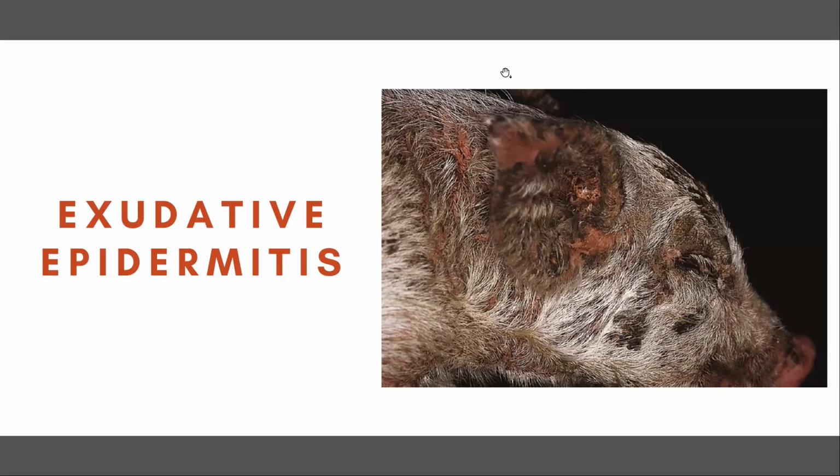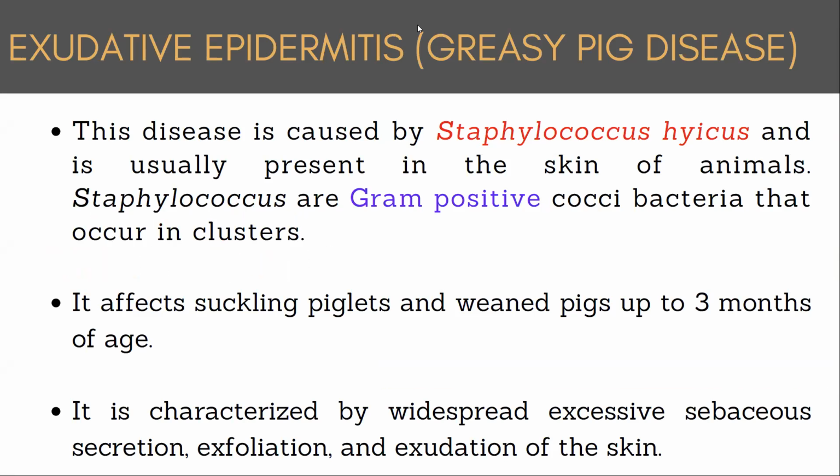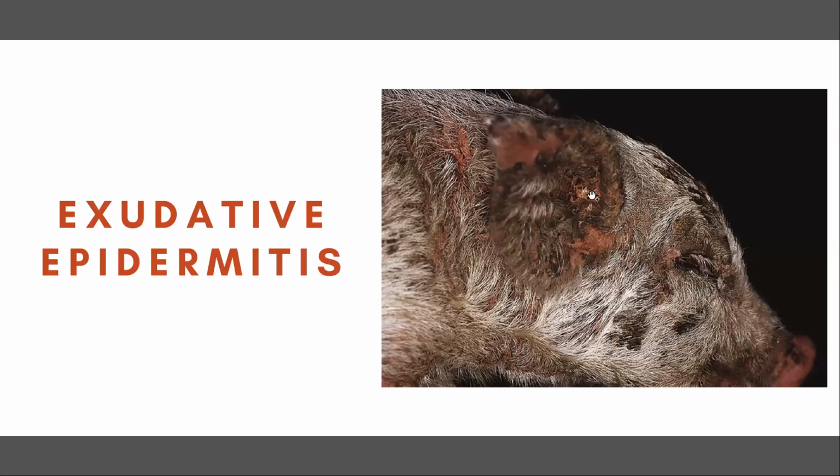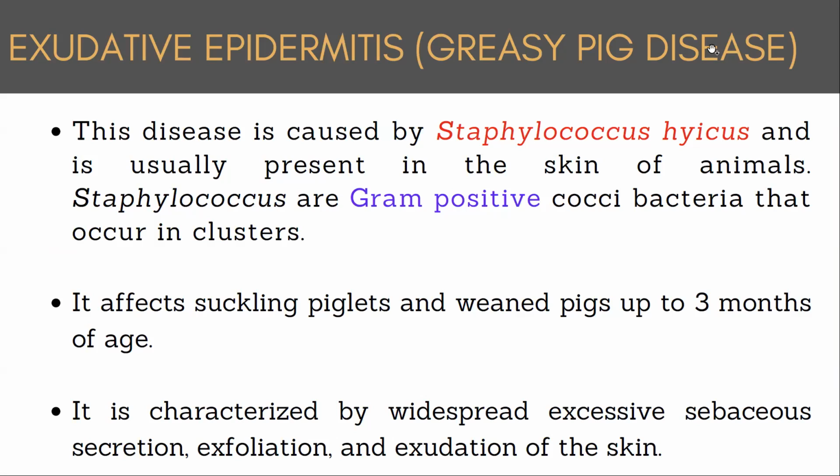But the other name for exudative epidermitis is greasy pig disease. It looks greasy, like dark oil. So exudative epidermitis is also called greasy pig disease. It is caused by Staphylococcus hyicus, a bacteria usually present in the skin of animals. Some of us may have this bacteria. Staphylococcus are gram-positive cocci bacteria that occur in clusters.